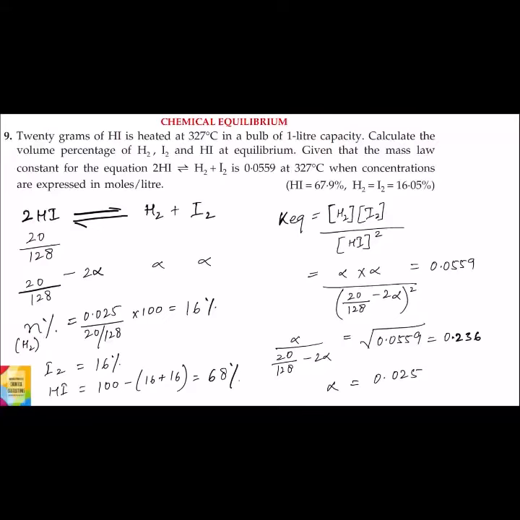20 grams of HI is heated at 327 degrees centigrade in a bulb of 1 liter capacity. Calculate the volume percentage of H2, I2 and HI at equilibrium. Given that the mass law constant for the equation 2HI changing to H2 and I2 is 0.0559 at 327 degree centigrade when concentrations are expressed in moles per liter.